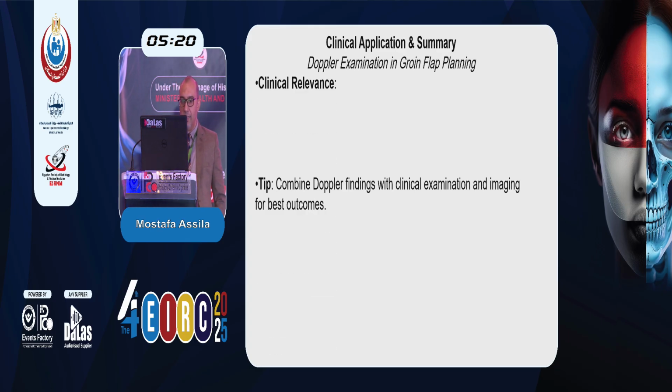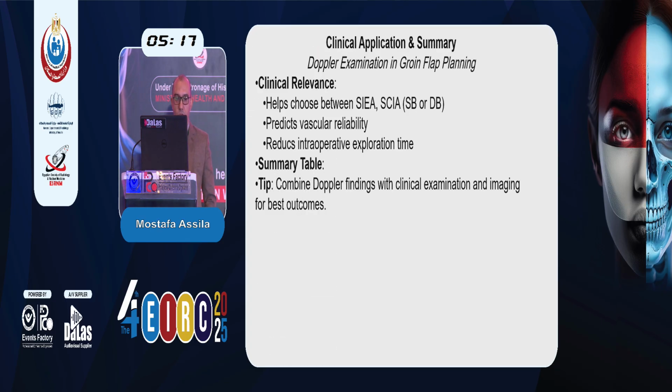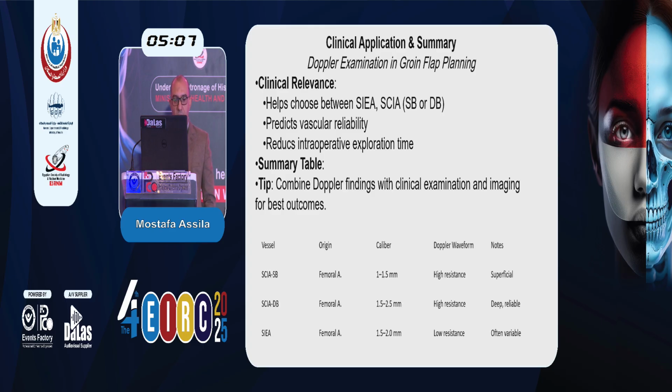Combine Doppler findings with clinical data. Clinical evidence helps us choose between the superficial circumflex iliac artery and the superficial inferior epigastric artery as the pedicle of the vascular flap, and this is a table for comparison. Both originate from the femoral artery, with caliber ranging from 1 to 2 millimeters. The Doppler waveform is high resistance for the superficial and deep branches of the superficial circumflex iliac artery. The superficial epigastric shows low resistance.